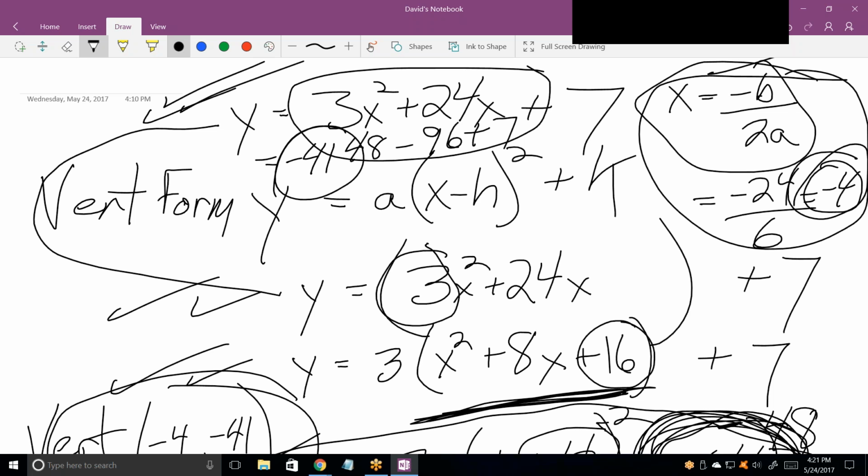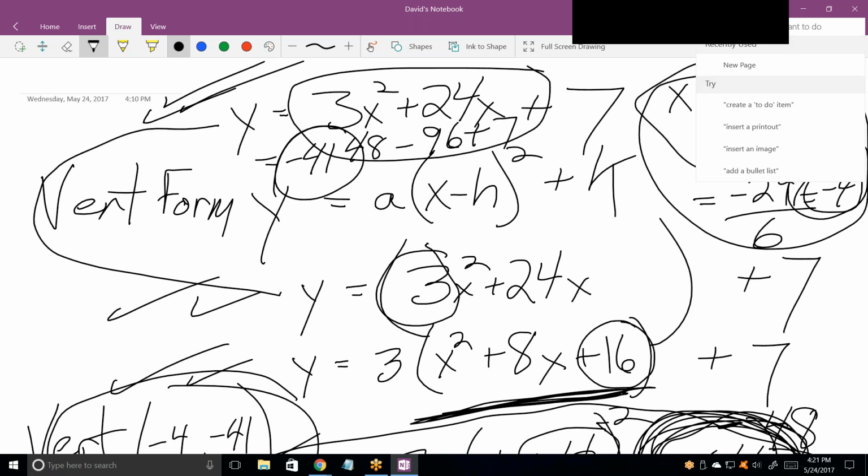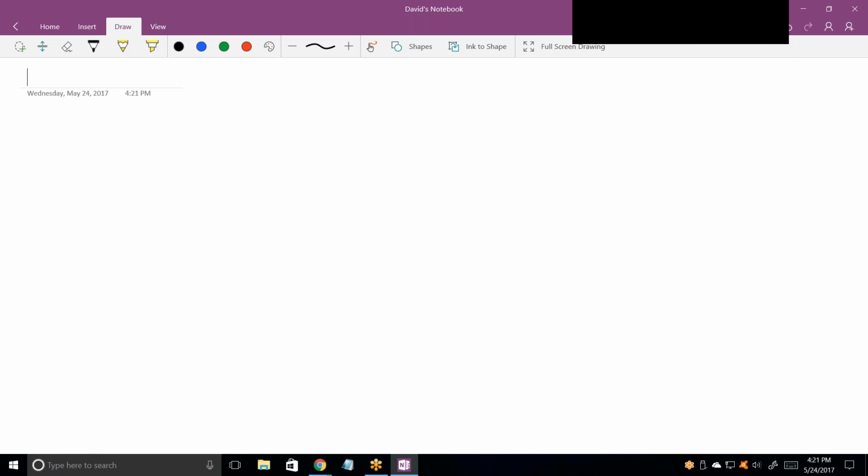But in this problem, the instructions were very specific. Solve it by completing the square. So they didn't really give us any choice. We had to get it into vertex format. Yeah. Okay. Ready for another one?